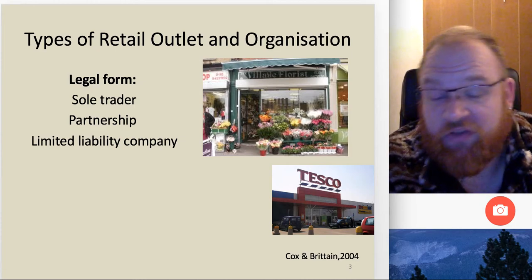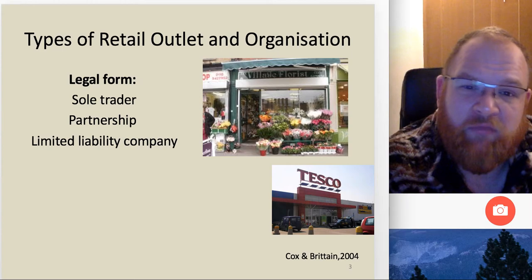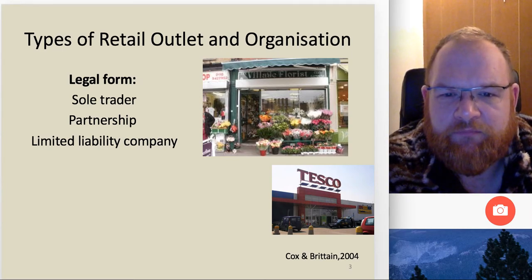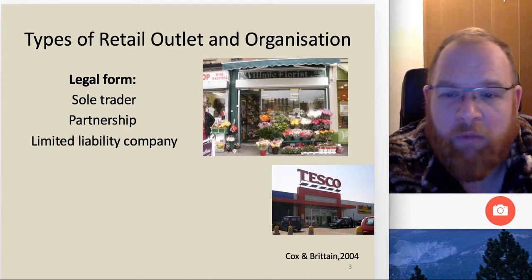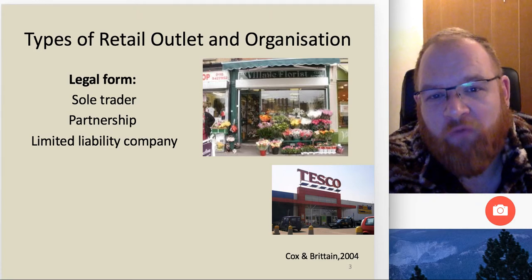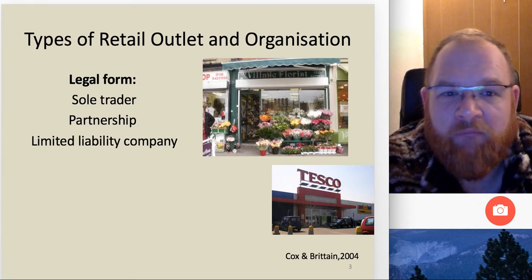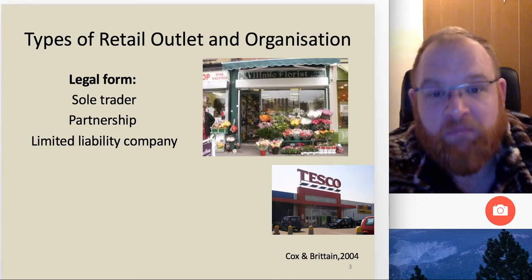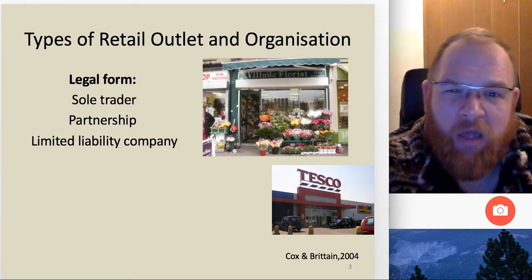A sole trader is exactly what it says. It's somebody working for themselves, and usually that would be some kind of service operation, although it can be a retail outlet too. A partnership would be two or more people getting together and forming a company. The most obvious version of this would be solicitors, where you'd see Bloggs and Simpson forming a partnership for it.